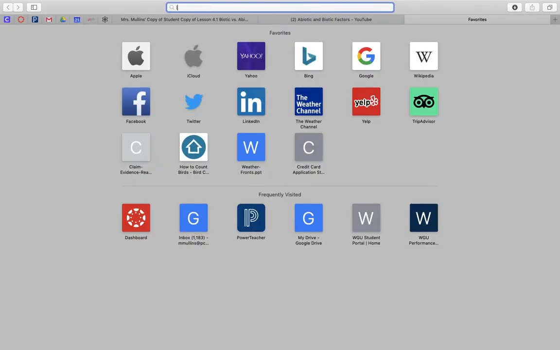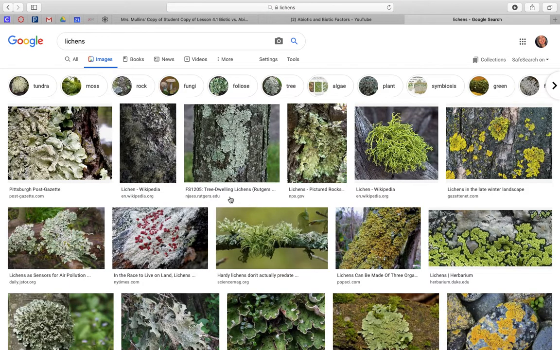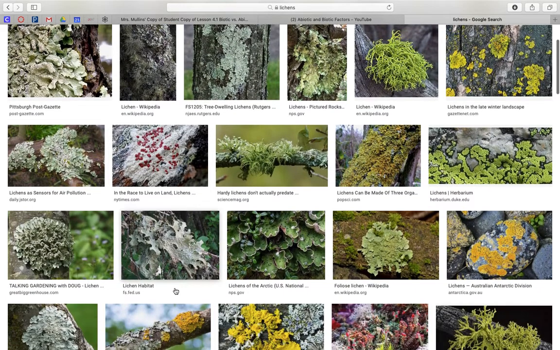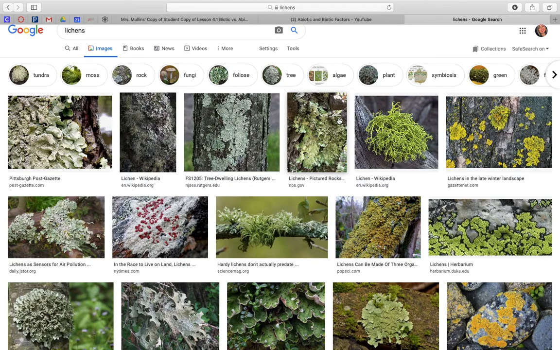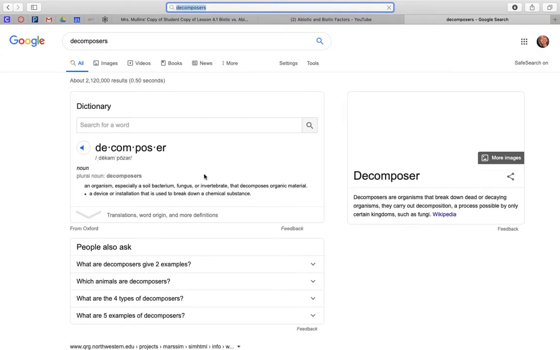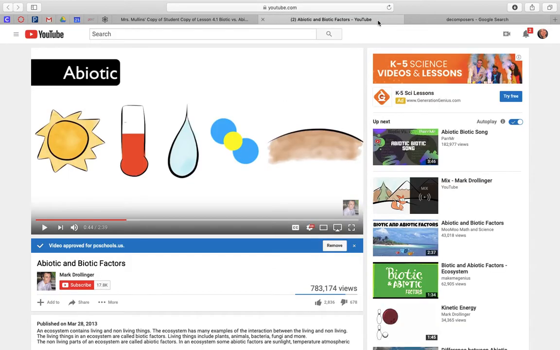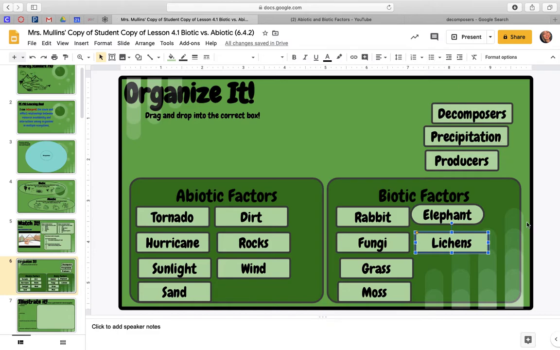So let's just Google lichens so you know what a lichen is. So it's kind of this mossy, it's like a plant. You've seen that, I'm sure, in the forest when you're hiking or taking a forest walk or something. So that is living. Now if we're talking about decomposers, it's an organism, especially a soil bacterium, fungus, or invertebrate that decomposes organic material. So if it's an organism, is it living or non-living? Definitely living.